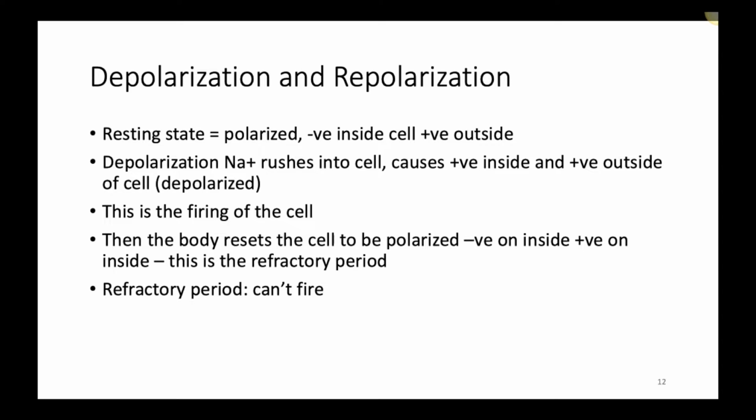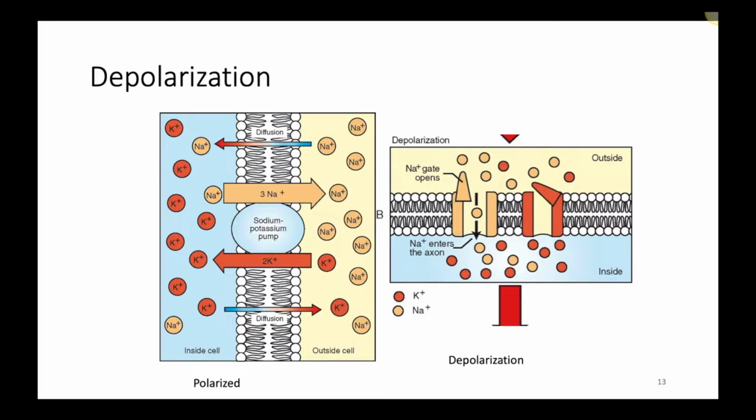Then the body resets the cell to be polarized, so it becomes negative on the inside, positive on the outside. This is the refractory period, when the body is actually in the process of repolarizing the cells. And during the refractory period, the nerve cells or the muscle cells can't refire. So they can't accept another impulse to fire as long as they're in the refractory period. So keep that in mind, because we'll talk about that when we come to some of the cardiac drugs.